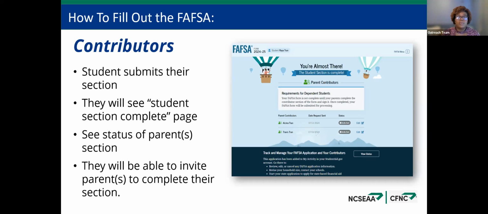Even though that's the most ideal way, it's also possible for the parent to start the process and to invite the student. So if the student begins the FAFSA themselves, then they only see their portion. They do not see the parent's portion of the FAFSA. However, if the parent starts the process, the parent can see the student's portion of the FAFSA and their own portion as well.